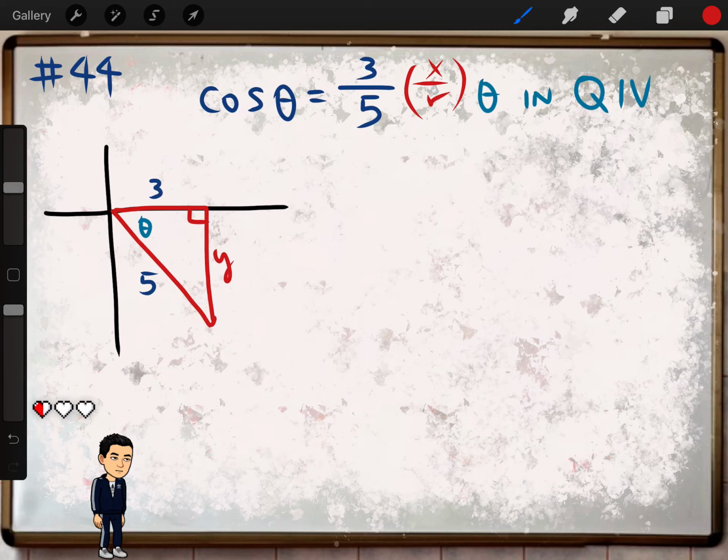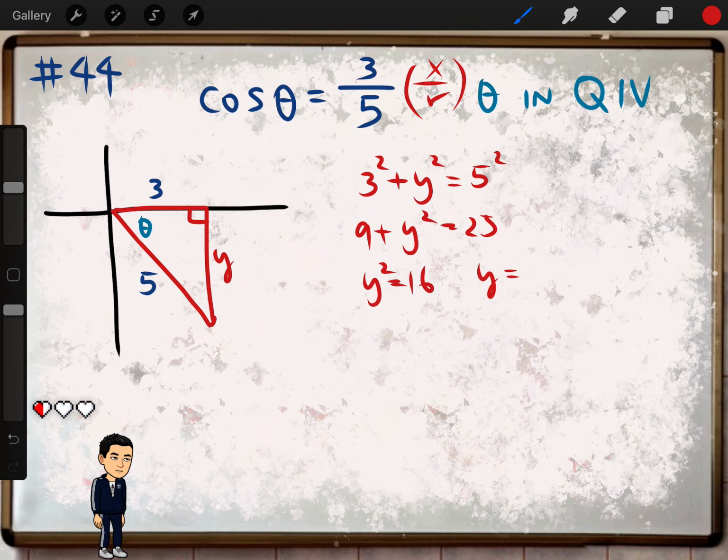Okay, so how do I determine y? So what you need to do first is use the Pythagorean theorem. So we know that x is 3, and then you put x squared plus y squared, and then it's going to equal the hypotenuse, so r squared. So it's going to be 5 squared. Okay, go ahead and solve for y. So we know this is 9 plus y squared equals 25, and then y squared equals 16. So y equals positive 4 or negative 4. Okay, since y is in quadrant 4, it's going to be a negative value, so y is going to equal negative 4.